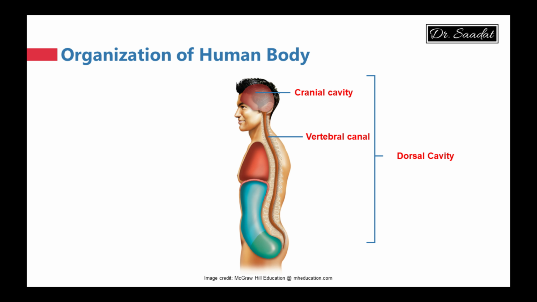Dorsal cavity. This cavity is located on the back of the body and is further divided into two subdivisions, cranial cavity and vertebral cavity. Cranial cavity is located in the head and is made by the bony skull. This cavity houses the brain. Vertebral canal is formed by vertebrae. This houses the spinal cord.